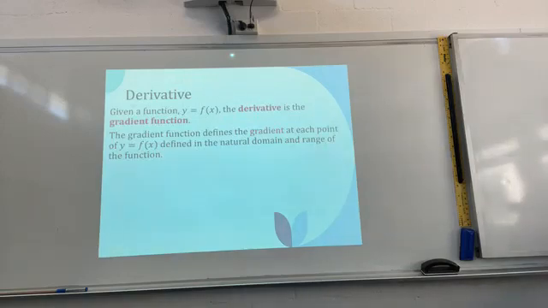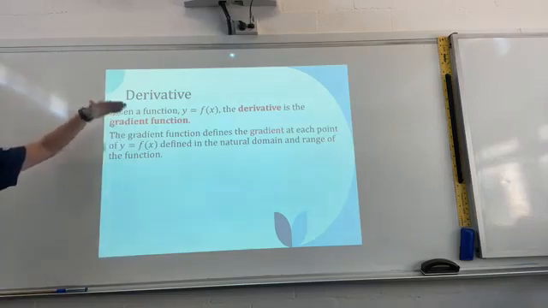Now, start off with given a function, f(x). Don't really have to write down everything because I will upload this. All you need to do is listen. All right? The derivative is actually the gradient function. The gradient function defines the gradient at each point of y equals f(x), defined in the natural domain and range of the function. So think about it, it could be a quadratic, it could be a cubic. So when you have the derivative of the quadratic or the cubic, what it is telling you is the instantaneous rate of change at each point. All right, it's a gradient at each point.